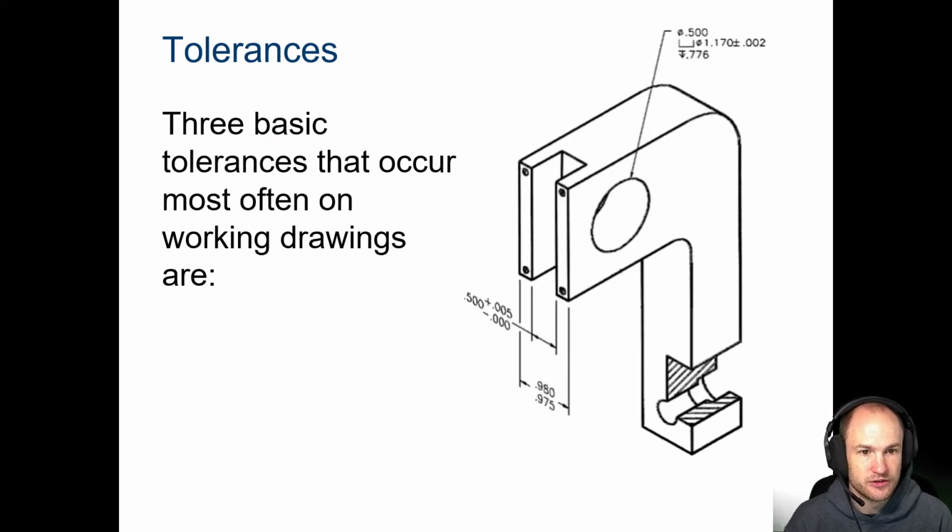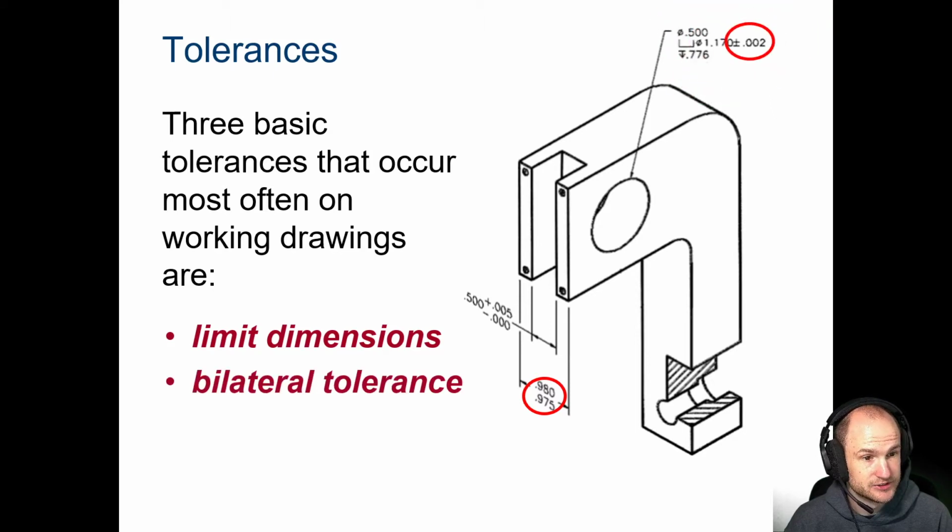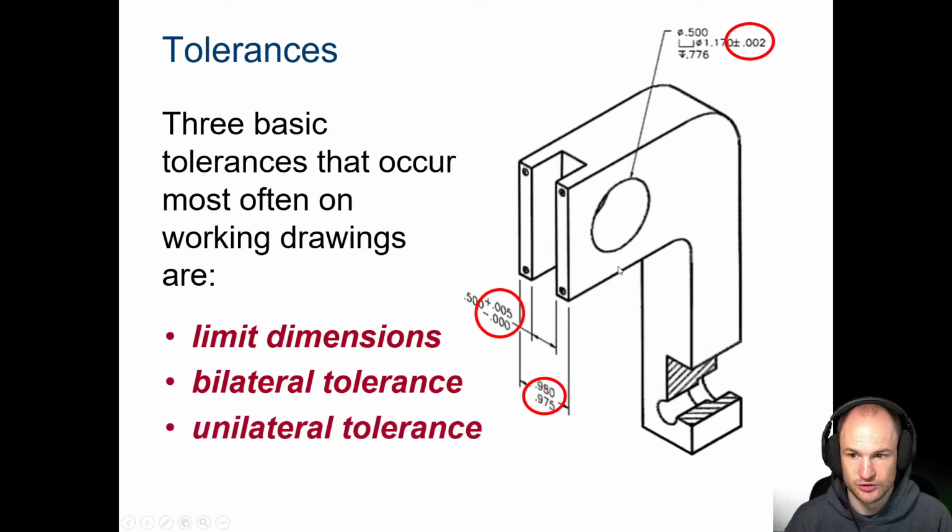Now, there are three basic tolerances that occur in our drawings, and they're all listed here. We have the limit dimension, which sets an upper and lower limit. We have the bilateral tolerances, which also set an upper and lower limit. And we have the unilateral, which has only one direction where we allow variance. As you see here, it can increase but not decrease.